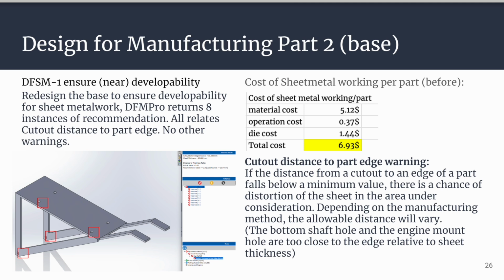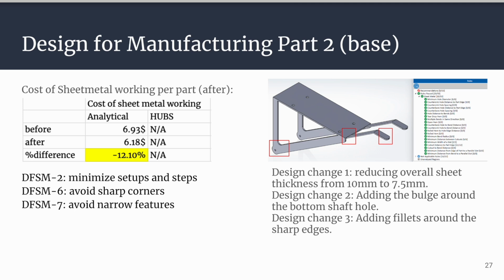For redesign, the overall sheet thickness was reduced from 10 mm to 7.5 mm. In addition to that, the bulge around the bottom shaft hole and fillets around sharp edges were added. These adjustments combined solve the cutout distance to part edge warning. After the redesign, there is a 12% decrease in cost per part.